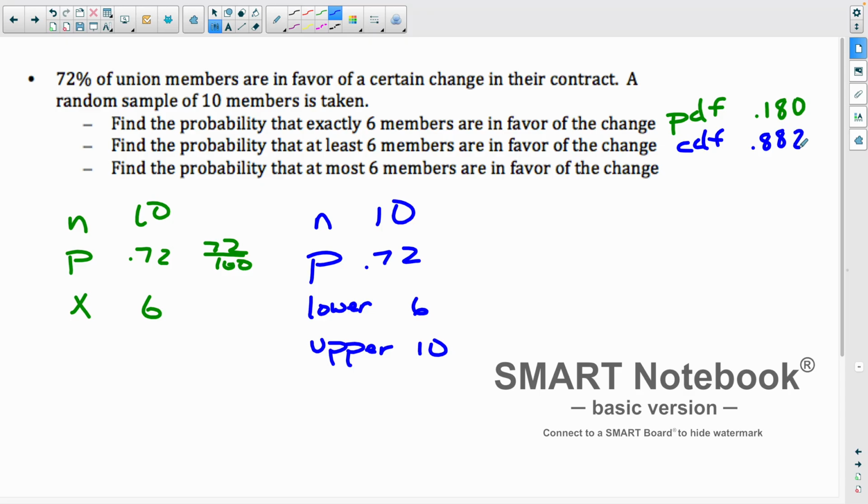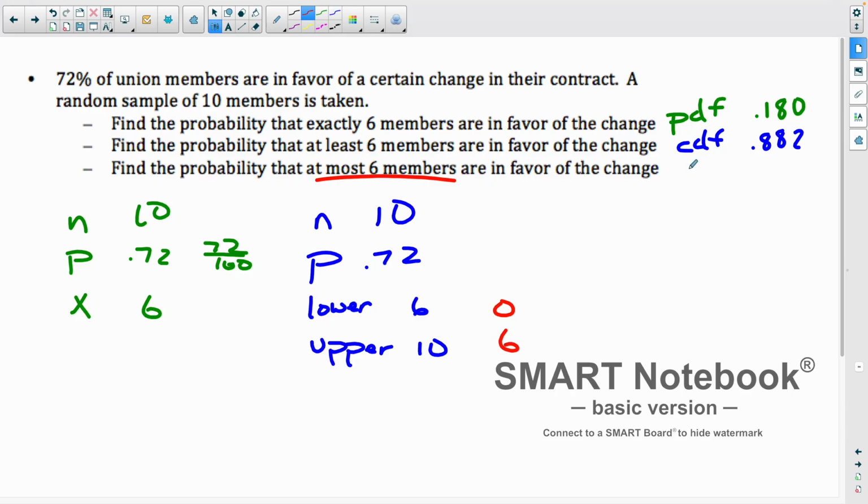Now, how's this one different? It's asking for at most. At most, so would the lower bound be 0 and the upper be 6? Lower bound would be 0, upper bound would be 6. What if it said less than 6 members? Then 0 to 5. Just make sure you're reading carefully, okay? They have that from time to time. And so I would put this in there.